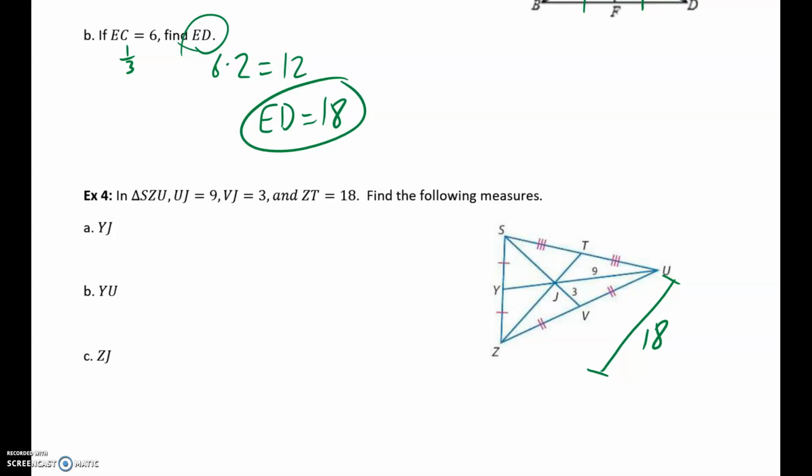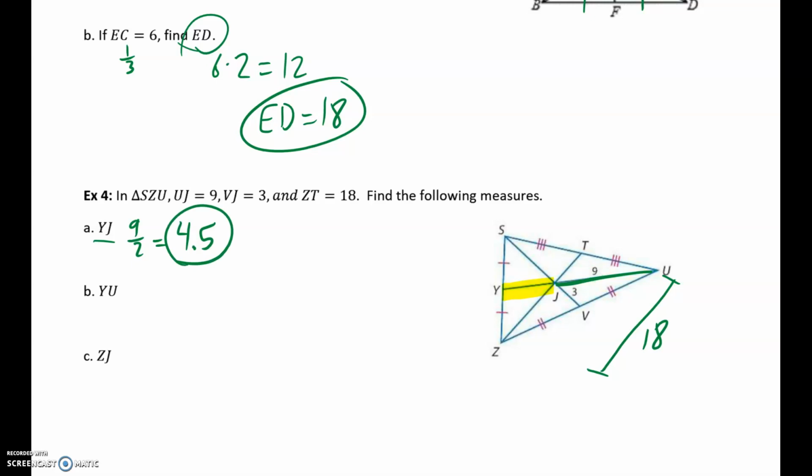All right, so YJ. I notice YJ is on this segment here, right? Which I notice they've already given me the 9 from J to U. Notice that's not the whole thing. That's not the 1/3 part, because actually the part I'm trying to find is the 1/3 part. This is the 2/3 part. So I'm going to take 9, and this is going to get complicated for you. I'm going to divide it by 2, which gives me 4.5. Yes, you can get decimals on these. They may not always be so nice, okay?